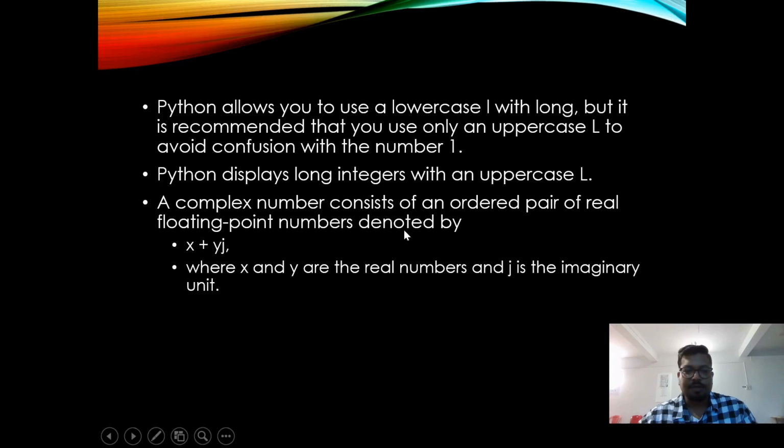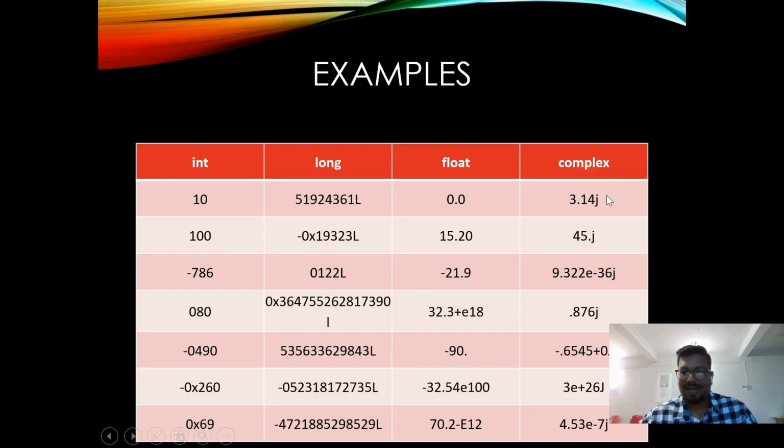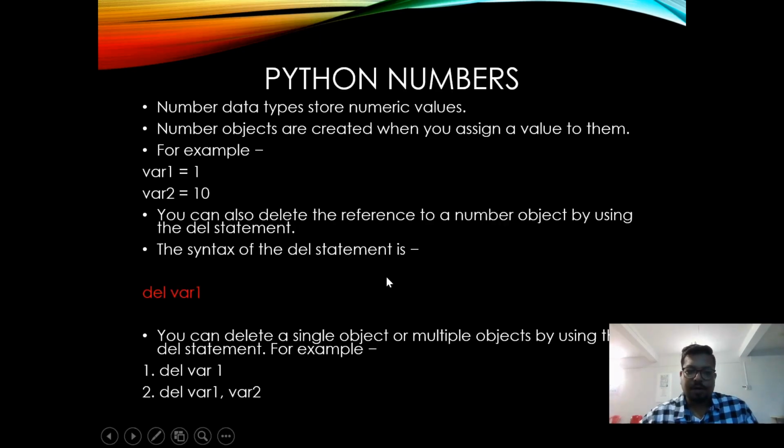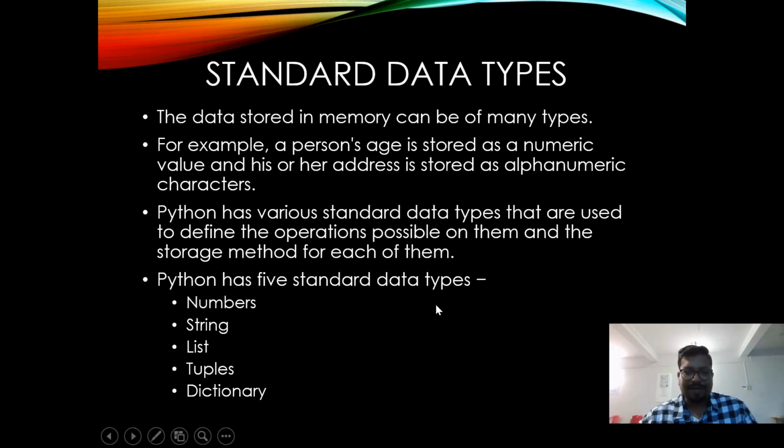And the next part is your complex numbers. Complex numbers are in the form of a real part and an imaginary part. You can see it over here, x plus yj, where x and y are real numbers and j is your imaginary part. So like this, Python supports numbers, and the further data types, strings, lists, tuples, and dictionaries, we will see in further coming classes.